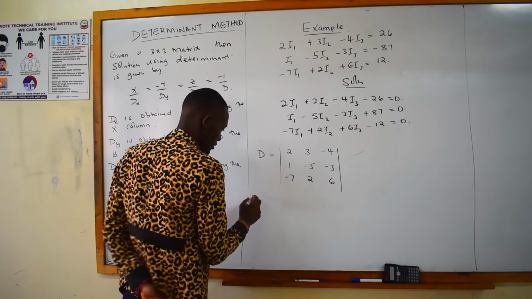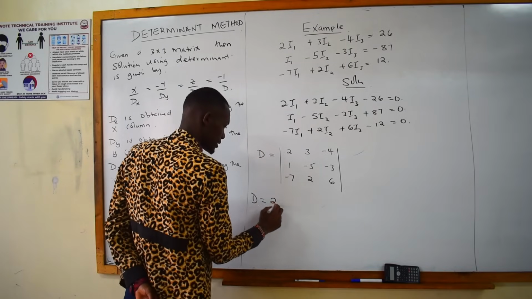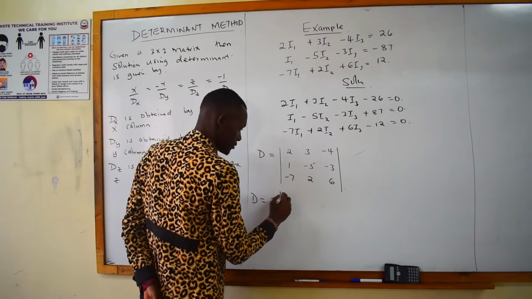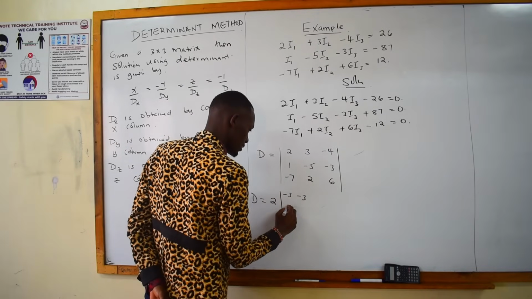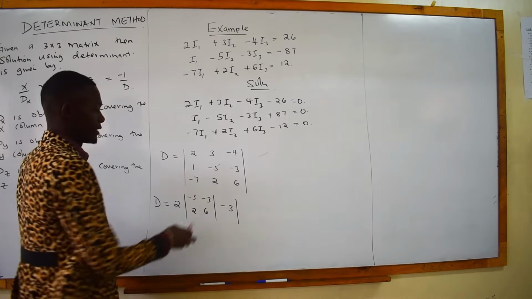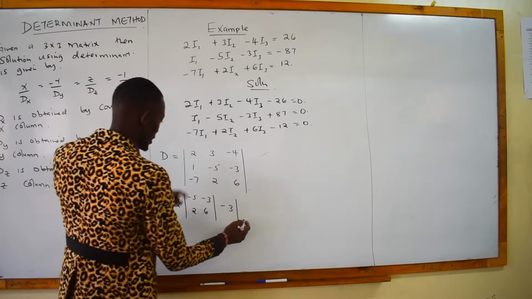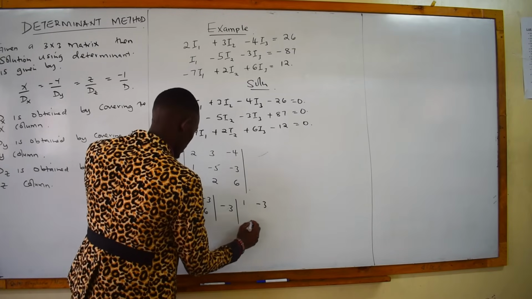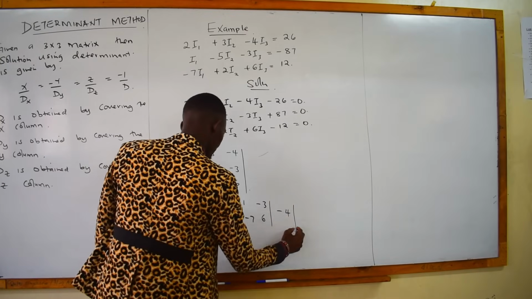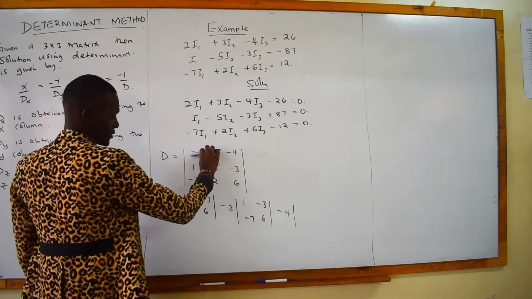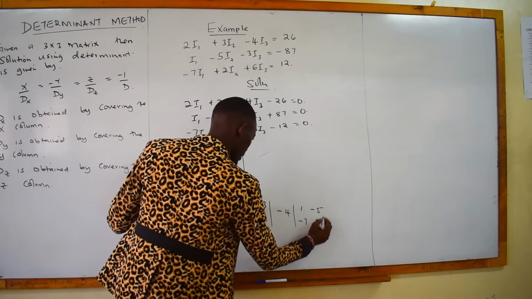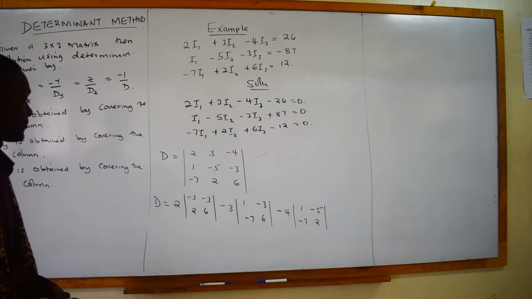The determinant D is found by the first term, closing the row and the column. This column and this row are removed, so the remaining matrix is negative 5, negative 3, 2, 6. We have our term here, which is negative 3. Then closing this row and column, we shall have 1, negative of 3, negative of 7, and 6, then you have negative of 4. Then for this column and row, we shall have 1, negative of 5, negative of 7, and 2.